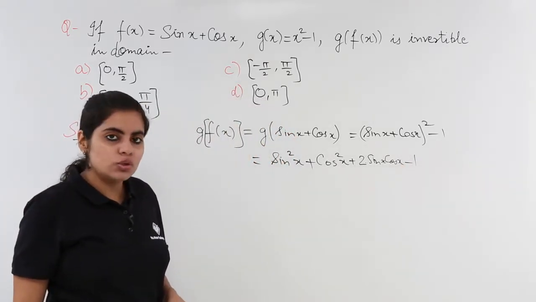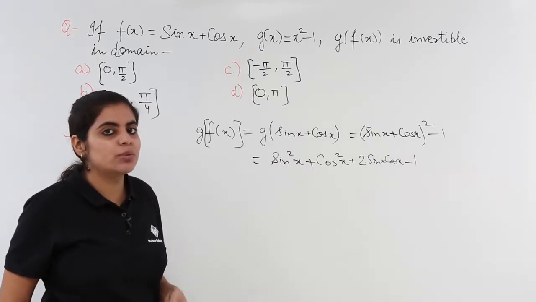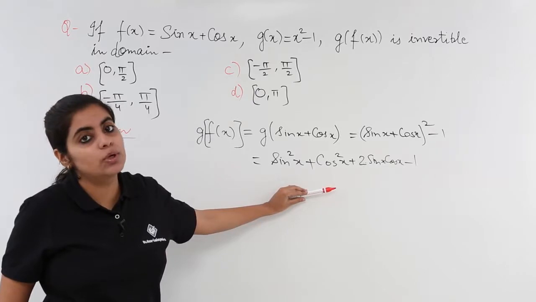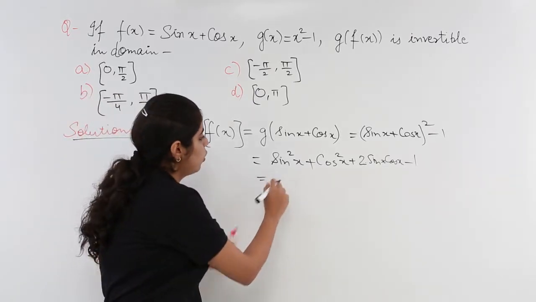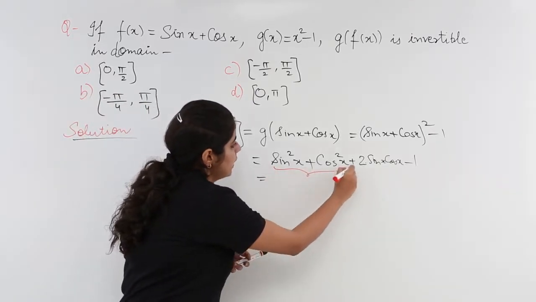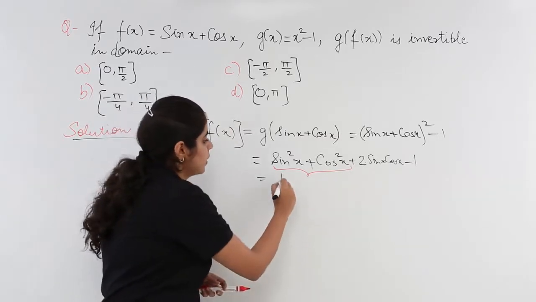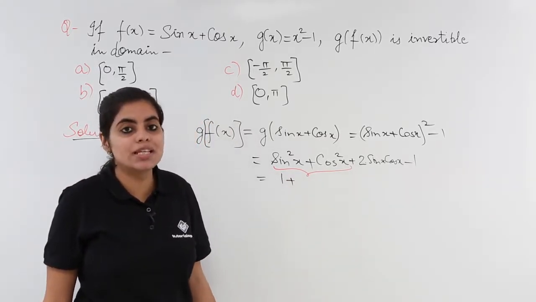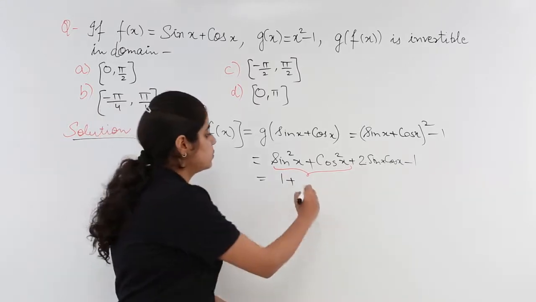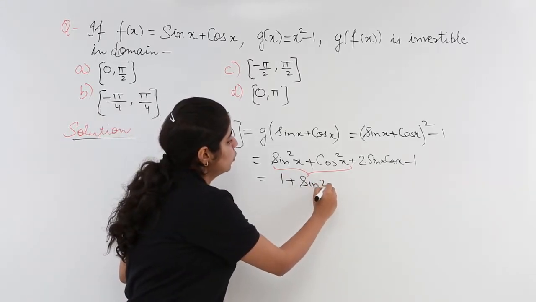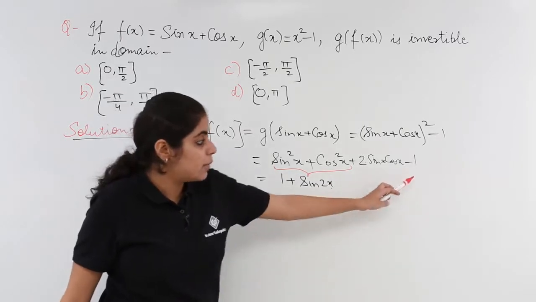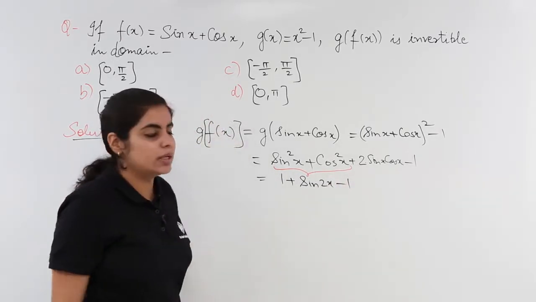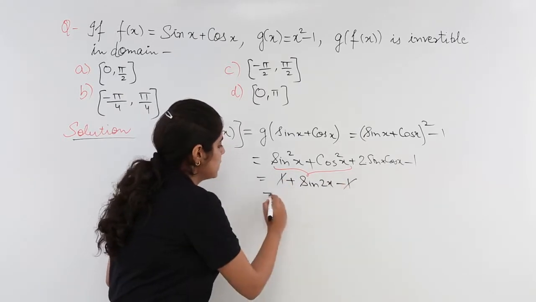Now, we also know that sin square theta plus cos square theta, or sin square x plus cos square x, is equal to 1. So, the whole sin square x plus cos square x becomes 1. We also know that 2 sin theta cos theta is equal to sin 2 theta. So, it means sin 2x, and minus 1 still stays. Now, plus 1 minus 1 gets cancelled. So, I get sin 2x.